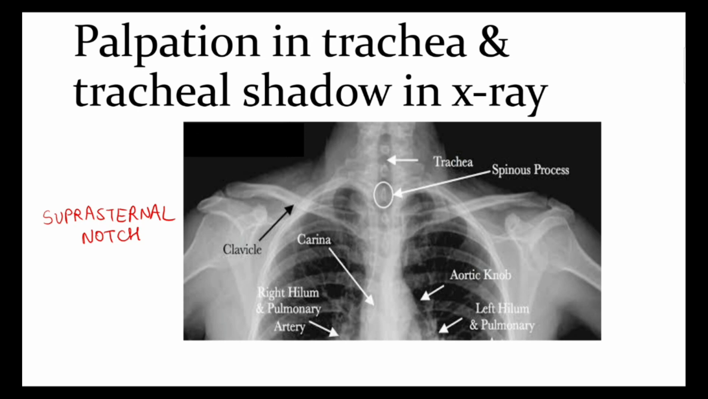Then there is tracheal shadow in the X-ray. As you can see here, this is the tracheal shadow. It is seen as a vertical translucent shadow in front of the cervicothoracic spine. The translucency is due to the presence of air in the tracheal lumen.